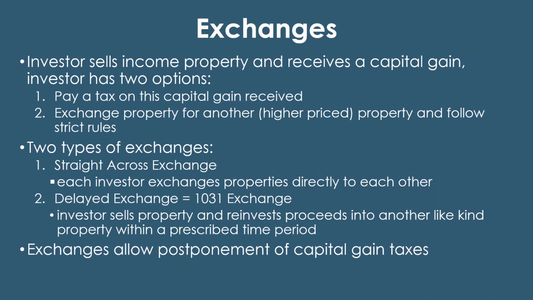And let's go over exchanges real quick. So remember, when an investor sells an income property and receives a capital gain, the investor has two options. They can cash out, so pay a tax on this capital gain received, or exchange the property for another equal or higher price property and follow strict rules. Because remember, this is regulated by the IRS.